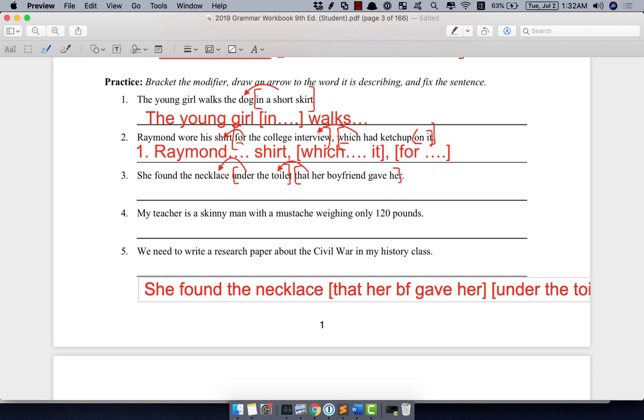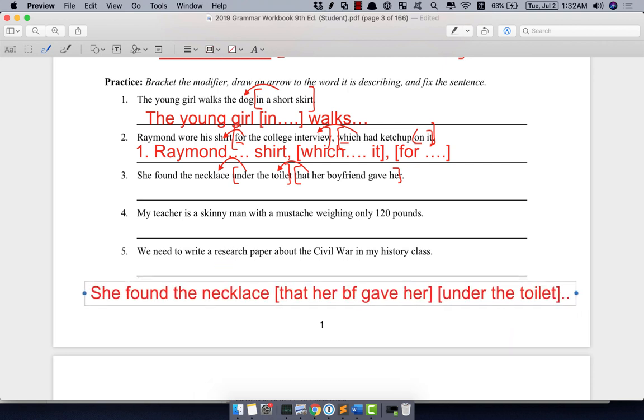Okay, so here I simply switch the two modifier phrases. And do you think this is right or wrong? It's kind of tricky here. First, that her boyfriend gave her describes the closest noun, so it describes the necklace, and that's correct, right? What about the second modifier here, under the toilet? Is that correctly placed?